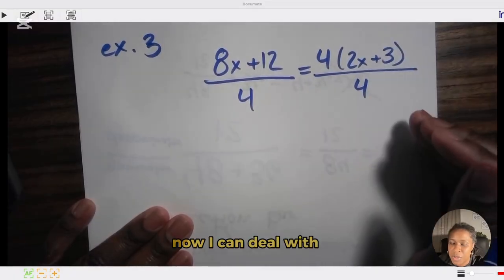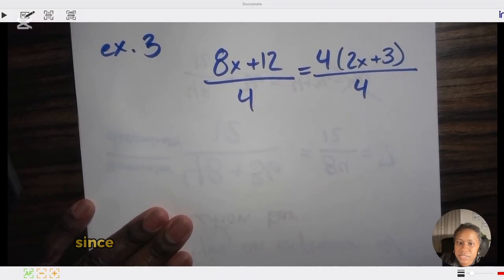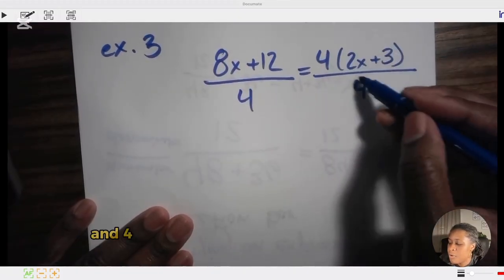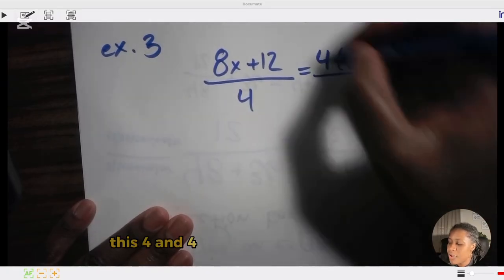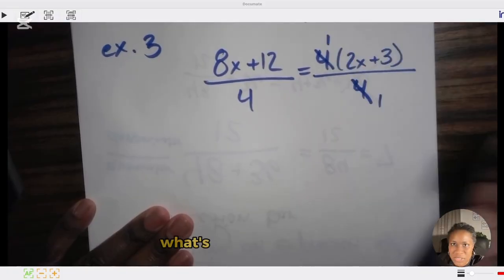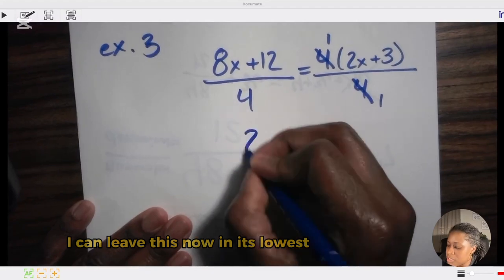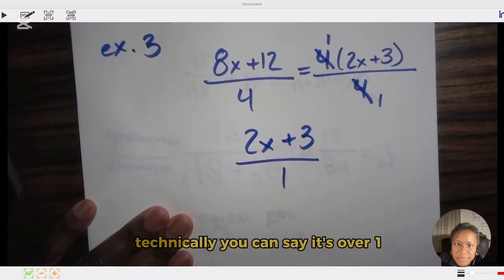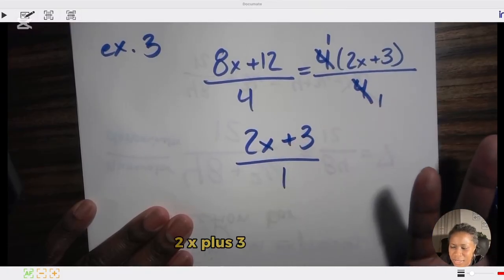Now I can deal with my numerator and denominator. Here, I have 4 being multiplied by this expression, and down here, 4 also dividing the expression, so this 4 and 4 cancel out. 4 divided by 4 is equal to 1. What's 1 times anything? The other number. So I can leave this now in its lowest terms of 2x plus 3. Technically, you could say it's over 1, but it's the same thing. What is 2x plus 3 divided by 1? 2x plus 3. There you go.